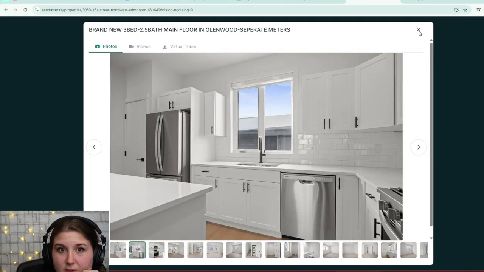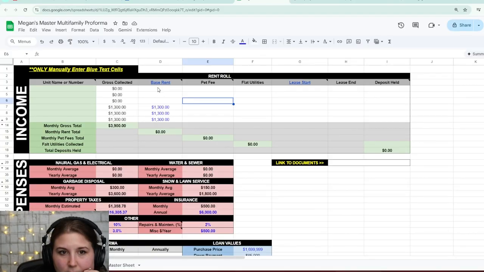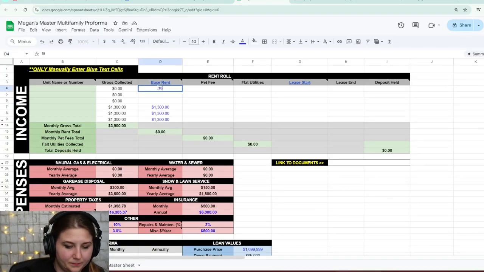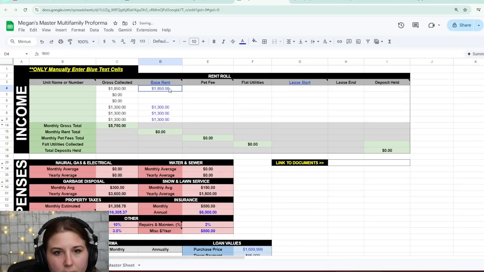My husband is the patient one, not me. Okay, fuck this. I'm just gonna call it 1850. I know that they're excluding utilities.